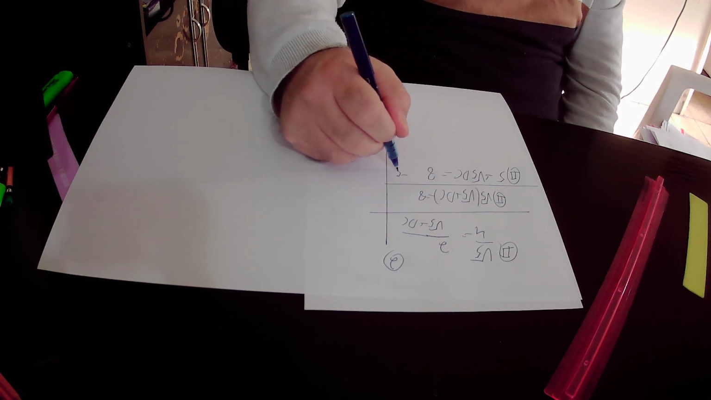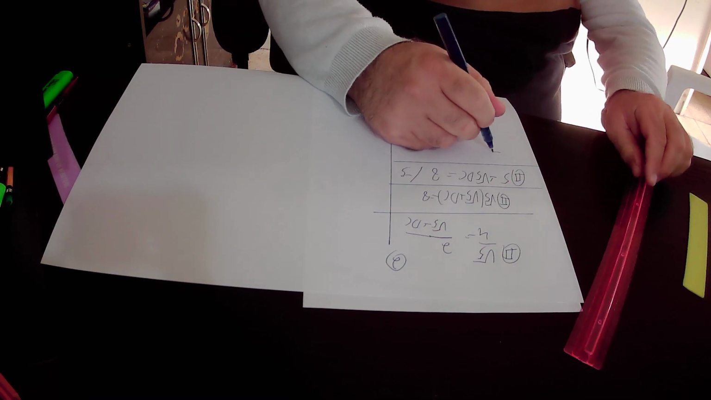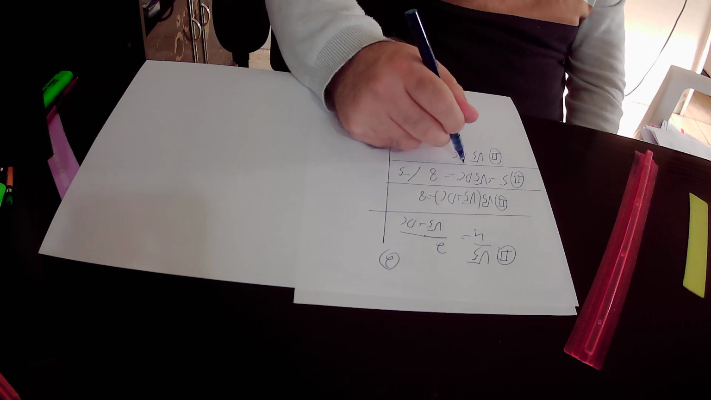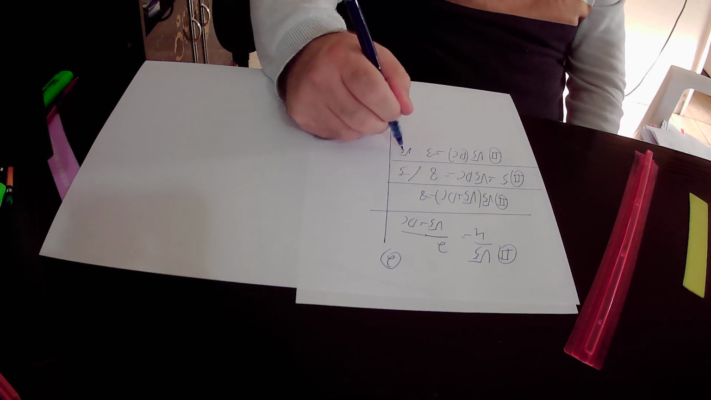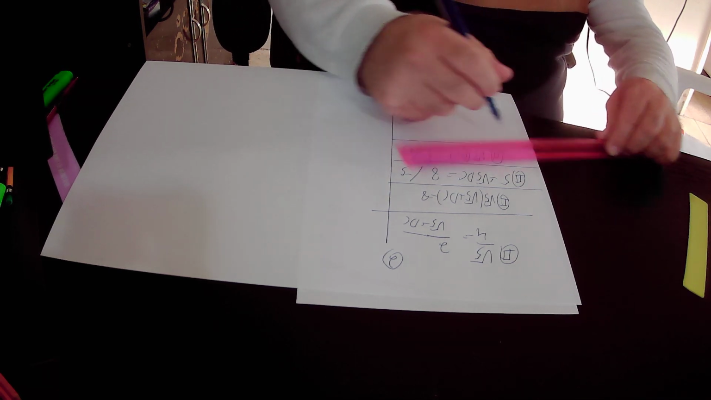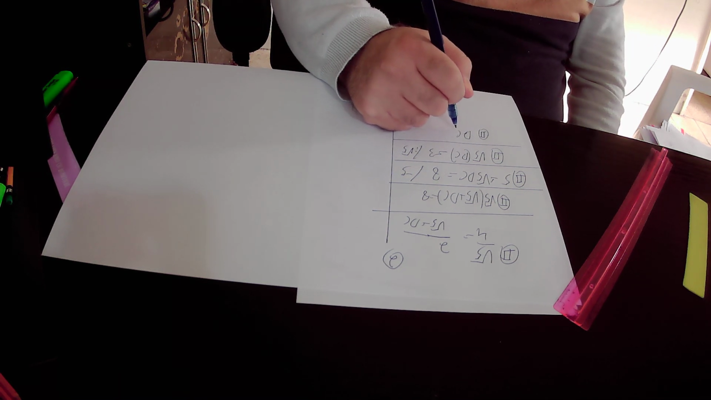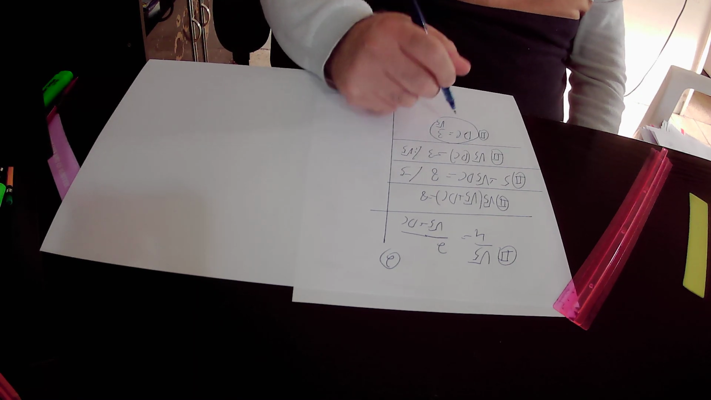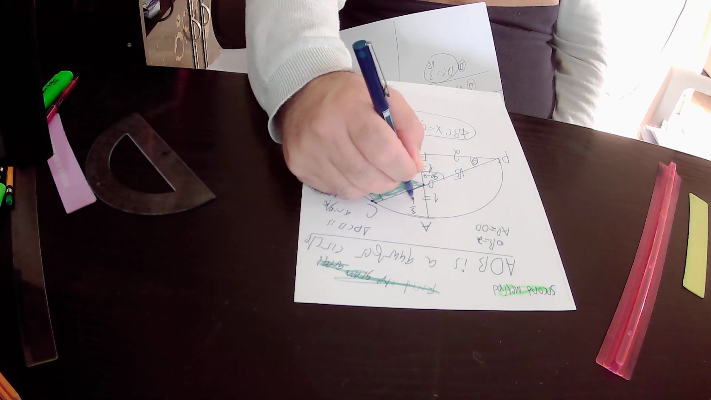Here we subtract 5 from equation number 2, and we get that square root of 5 times DC equals 8 minus 5, which is 3. We divide this equation by square root of 5, and we get that DC equals 3 over square root of 5 units. So I found out that DC equals 3 over square root of 5 units.